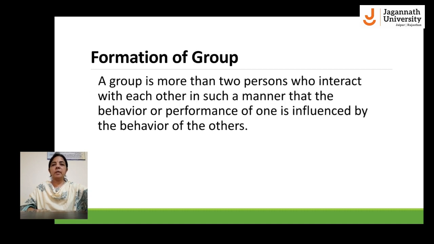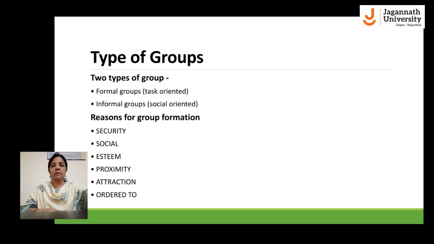So, starting with the group: a group is more than two persons who interact with each other in such a manner that the behavior or performance of one is influenced by the behavior of the others. There are two types of groups, formal groups and informal groups. Formal groups are generally task oriented and informal groups are socially oriented.